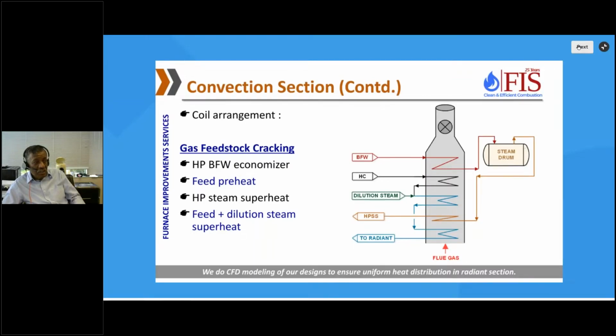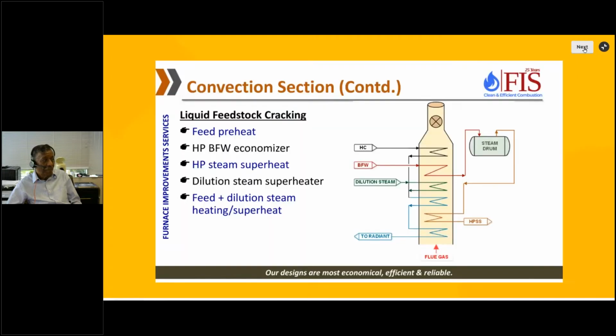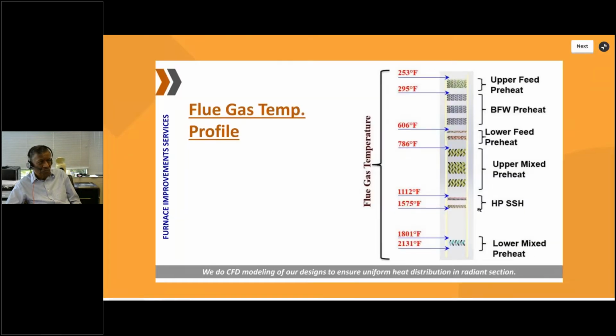This is a typical coil arrangement for gas preheating. So this is for the gas feedstock, and this is for a liquid. The only difference is that you vaporize the liquid, so you have to provide another section. And just like that, this is the flue gas temperature profile for the same heater.